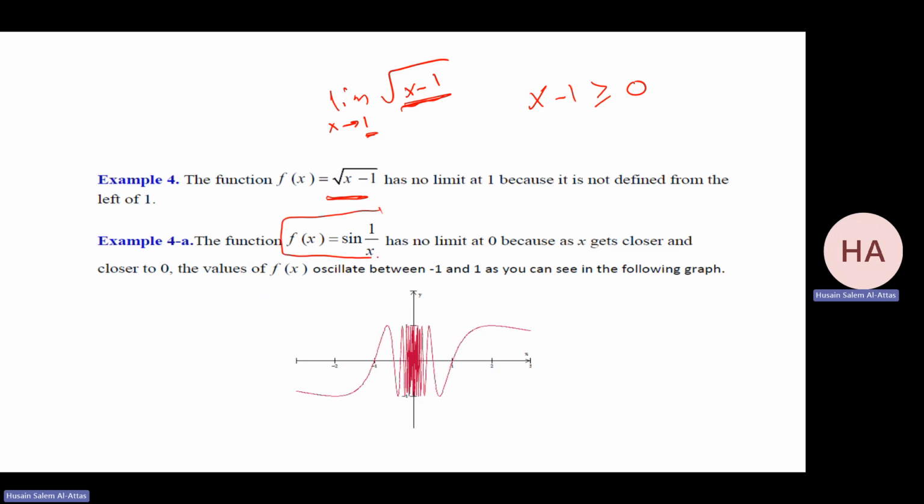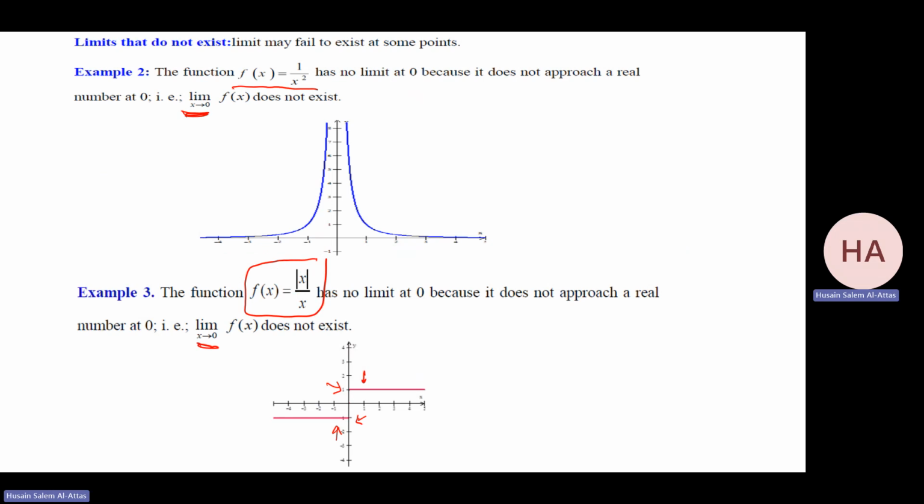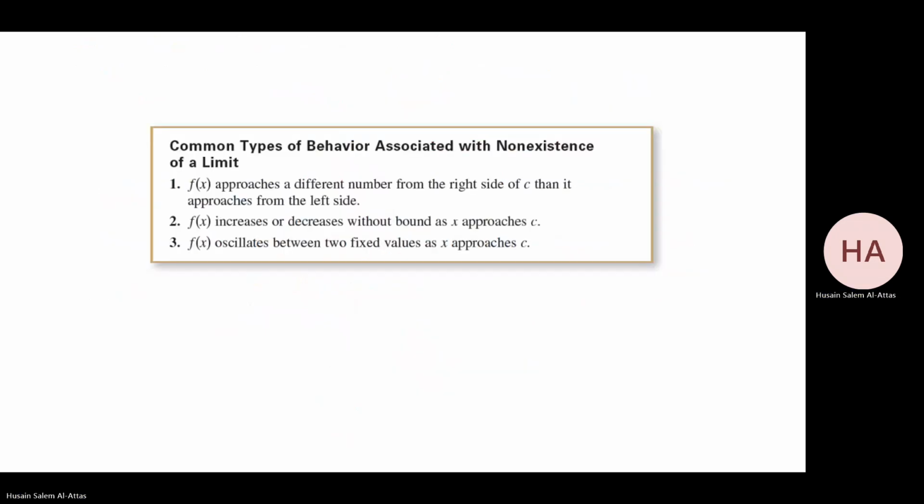There is this special function, sine 1 over x, or sine pi over x, sine 2 over x, all of these functions have the same problem. They oscillate. The function will oscillate between -1 and 1 as we are approaching 0. It will not reach a specific value. So these are the three cases mainly: the function increases without bound, going to infinity; right not equal to left; and the last one, oscillation.